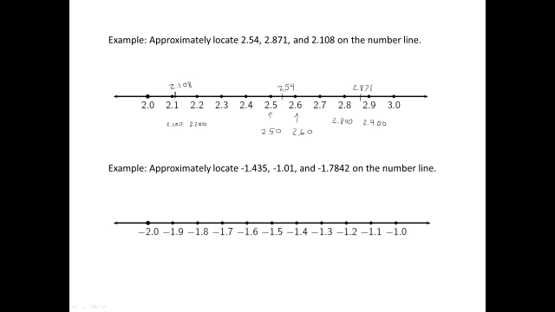Example, approximately locate negative 1.435, negative 1.01, and negative 1.7842 on the number line. So here we have a number line. Negative 1.435 is going to be in between negative 1.400 and negative 1.500. It's going to be slightly closer than halfway to negative 1.400, so right around here. Negative 1.01 is going to be in between negative 1.00 and negative 1.10.